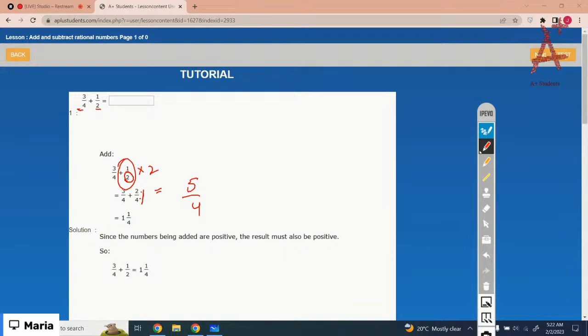So when you divide 5 by 4, it is 1 whole 1 over 4. Got it? So the correct option is 1 whole 1 over 4.